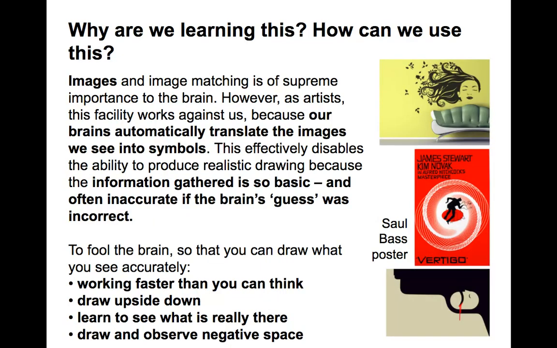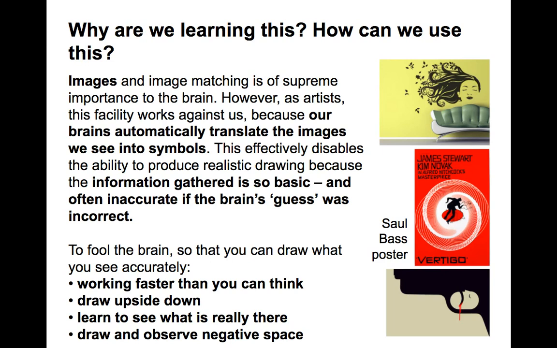So why do we use positive and negative space? Well, image matching is very important for the brain, and the brain automatically turns images into symbols. So in order to fool the brain, we need to do a couple different things. We can work faster than we think. We can draw upside down. We can somehow learn to see what's really there, or draw and observe negative space.